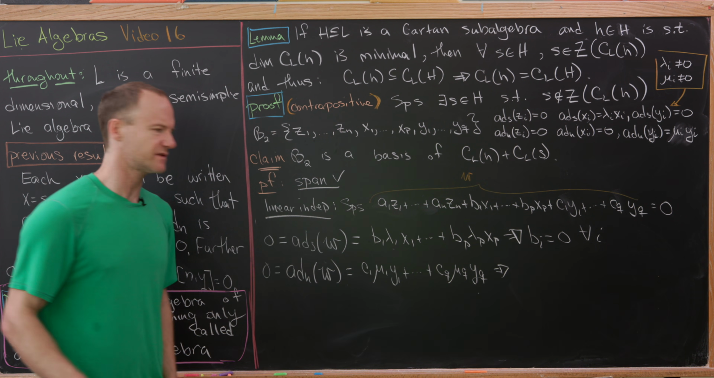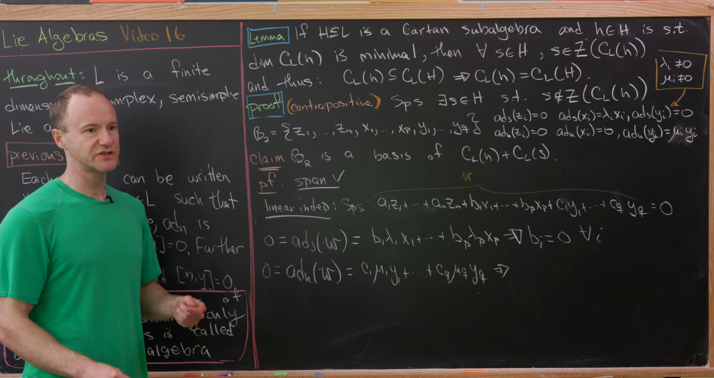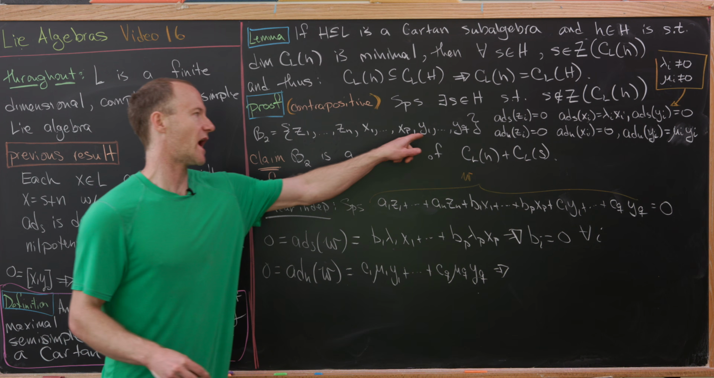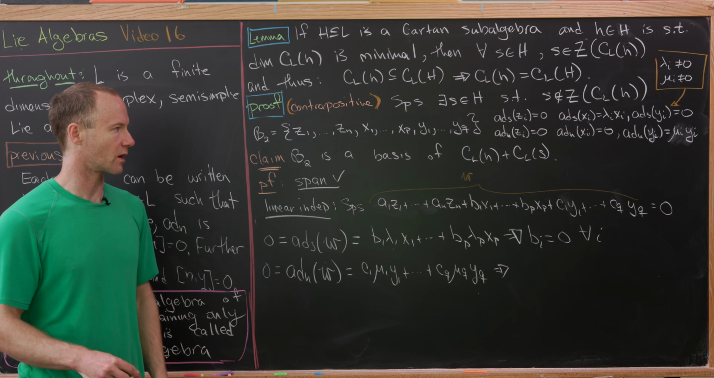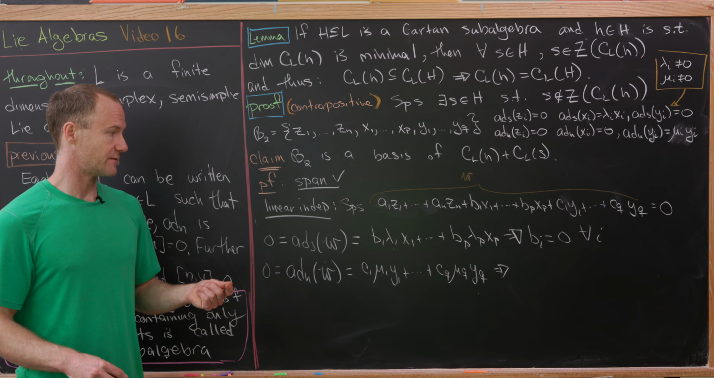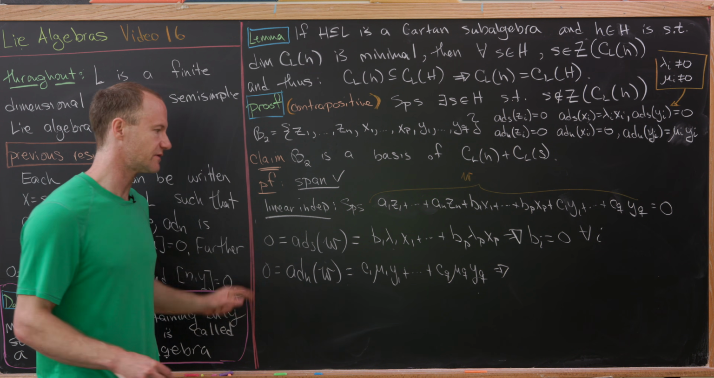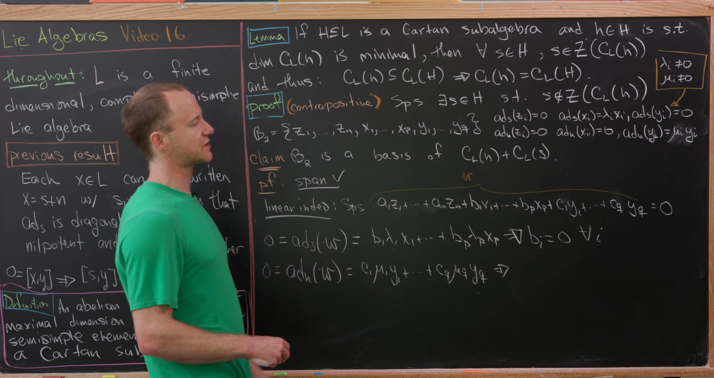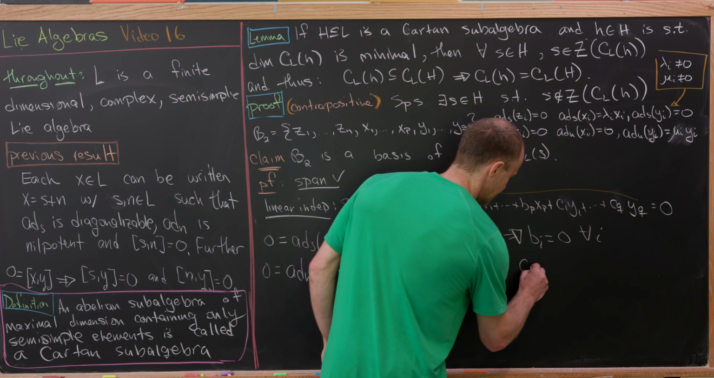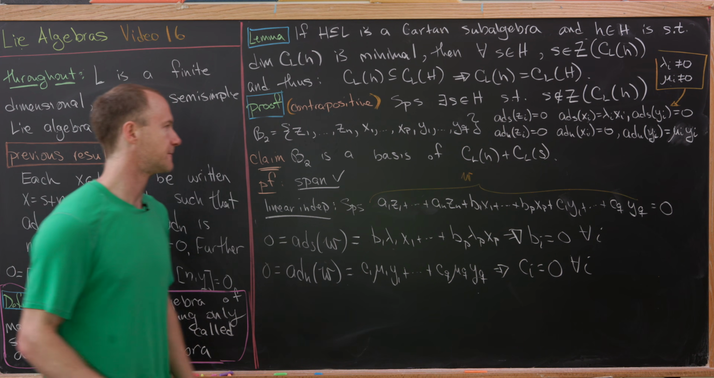But again, we can do the same kind of thing that we did before. This is a linear combination of elements of a basis. Remember, the y's and the z's were a basis for CLS. So that means that every coefficient in this linear combination has to be equal to 0, but none of the mu's are equal to 0, meaning that all of the c's are equal to 0. So that means that ci is 0 for all i.